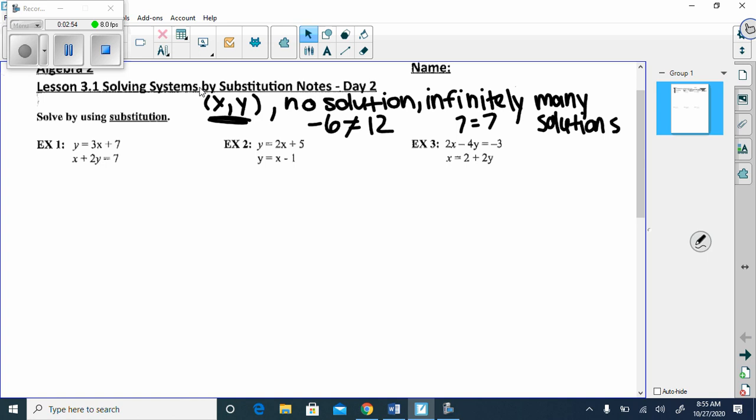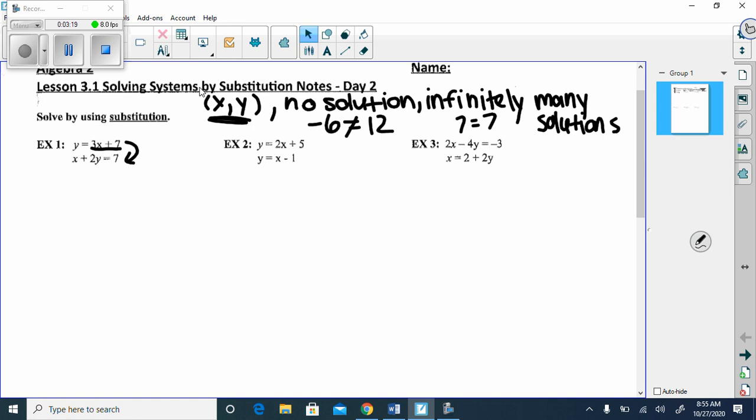So in example 1 here, the first equation they give us is y equals 3x plus 7. The other equation is x plus 2y equals 7. Well, they said that y equaled all of this over here. So that means I can take this and substitute it in for y in that bottom equation. So that's exactly what I'm going to do.